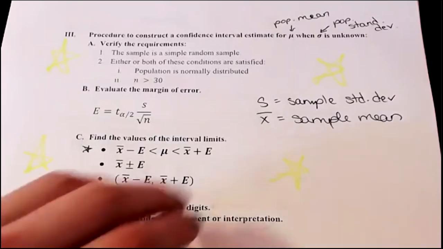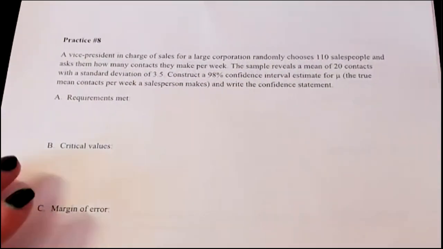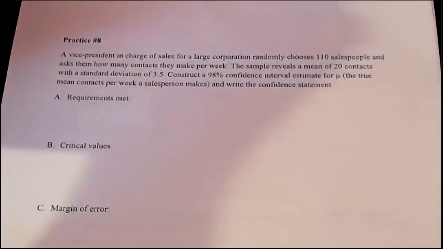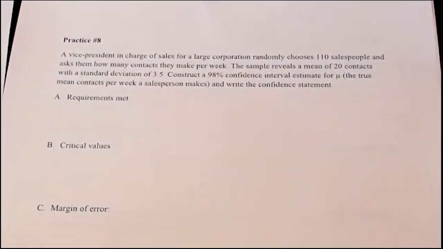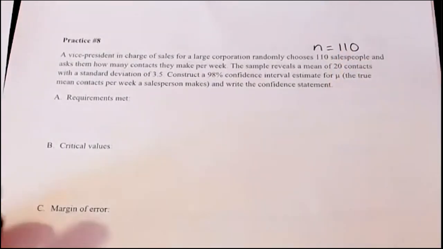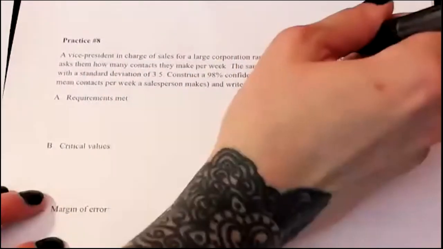So I'm just going to set this aside as we turn the page to look at practice number 8. A vice president in charge of sales for a large corporation randomly chooses 110 salespeople. What does that value represent? Shout it out. N, yes, good. n is equal to 110 salespeople. That's something I want you to jot down as soon as you read it.